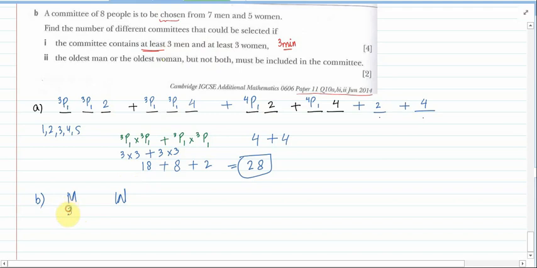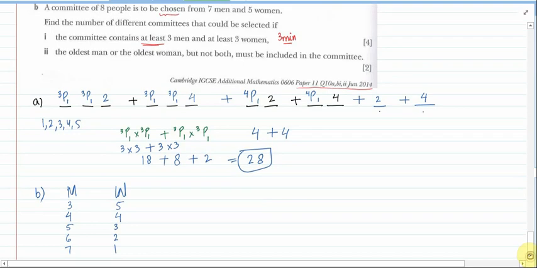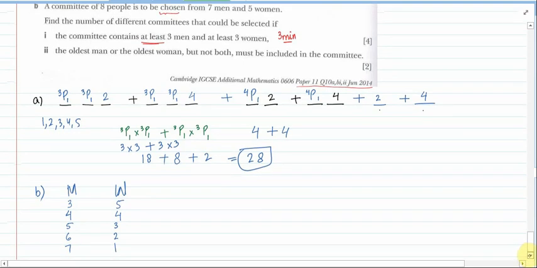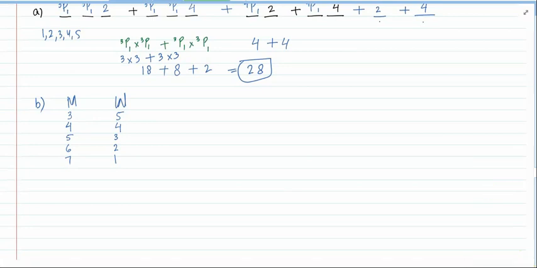If I am selecting 3 men, how many women should there be? A committee of 8 people, we need to select 8 people, right? So if I have selected 3 men, that means the women should be 5. 5 plus 3 leads to 8. And we cannot exceed a value greater than 5, because we have a total of 5 women. Now it says at least 3 men, so if I have 4 men, the women should be 4. If I have 5 men, women should be 3. If I have 6 men, women should be 2. And if I have 7 men, women should be 1. These are all the cases of at least 3 men. Alright class, I hope that it is clear to you.